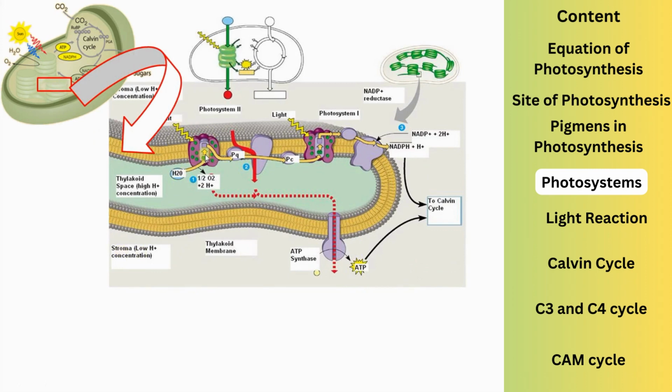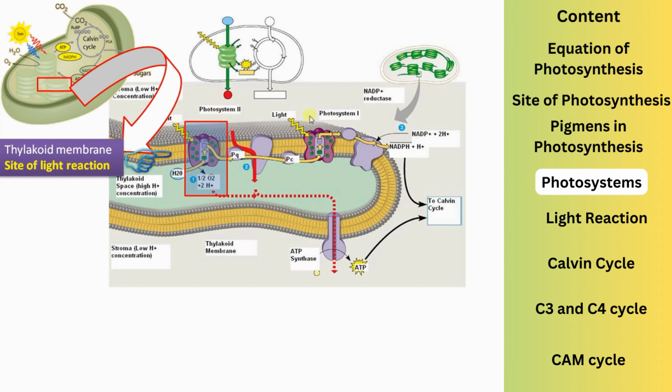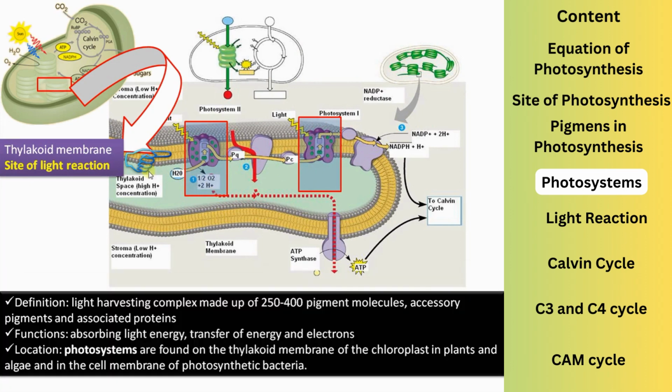So this is a thylakoid membrane. On the thylakoid membrane, photosystems and all other associated electron carriers and proteins are located. The thylakoid membrane is the site of the light-dependent reaction. These are the photosystems, photosystem 2 and photosystem 1. And this is a picture of non-cyclic photophosphorylation. Photosystems are light harvesting complexes made up of pigment molecules, auxiliary pigments and associated proteins. They are located on the thylakoid membrane of the chloroplast in green plants and algae, whereas in bacteria, these photosystems are located on the cell membrane.